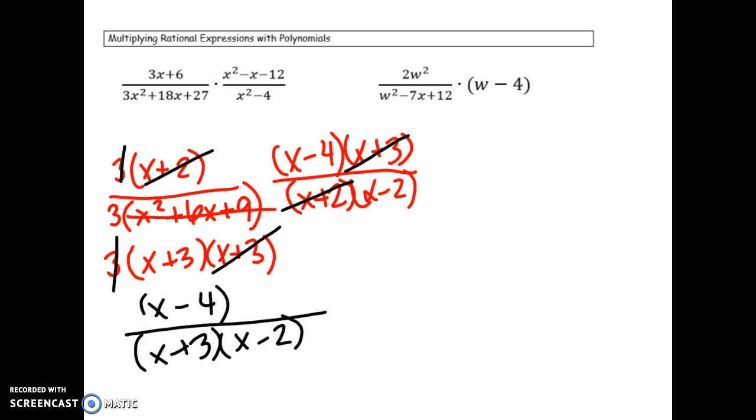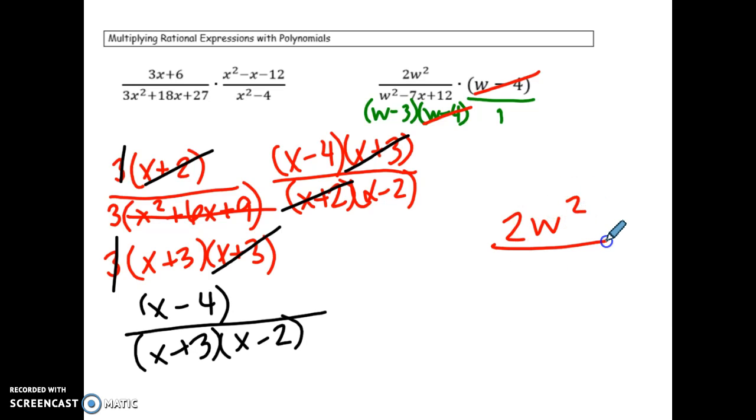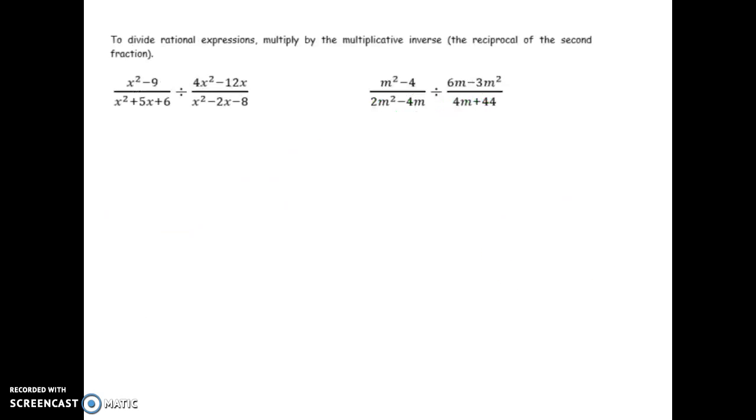Working on the next one. Since this second number is not a fraction, we just put it over 1, and then we multiply straight across. Let's look at the bottom and see what we can factor it down to. We're going to do w minus 3 and w minus 4. So that means canceling out my w minus 4's, and that would be it. On the top, I've got 2w squared over w minus 3. Easy enough. Put it in parentheses or don't, I don't really care.